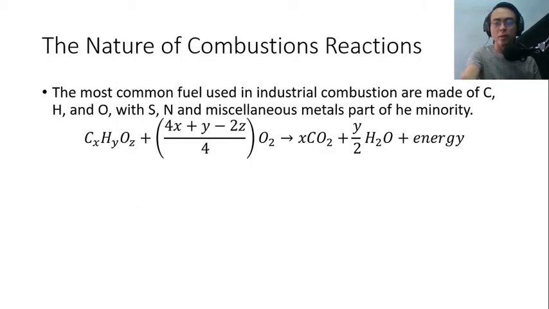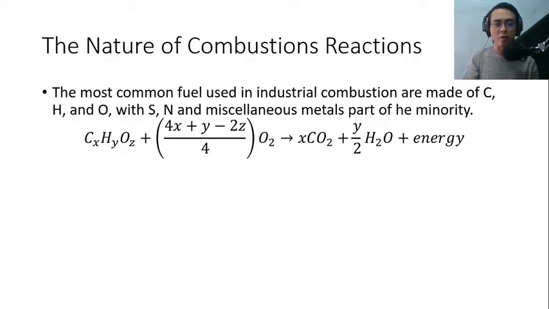Okay. The most common fuels used in industrial combustion are made of carbon, hydrogen, and oxygen. Those are the basic building blocks of fuels in the industry, together with trace amounts of sulfur, nitrogen, and miscellaneous metals as part of the minority. So when you have a fuel, expect that it would have carbon, hydrogen, and oxygen as one of its primary composition, because carbon and hydrogen are the parts of the fuel that can actually combust and can actually provide energy.